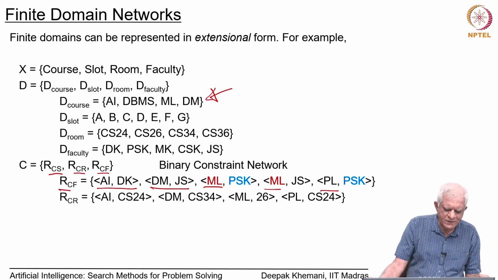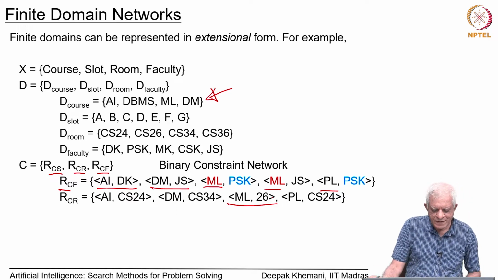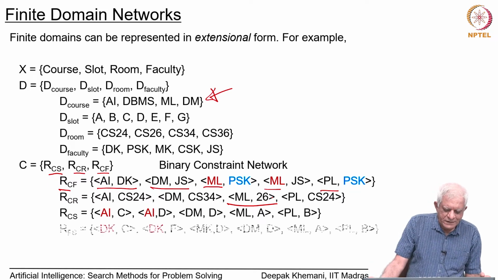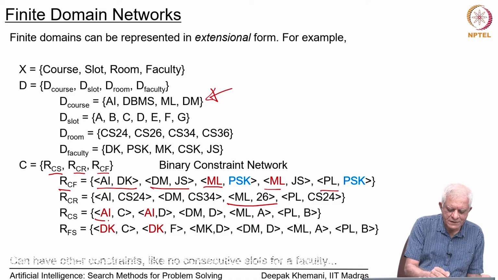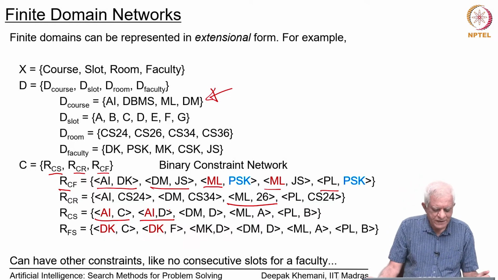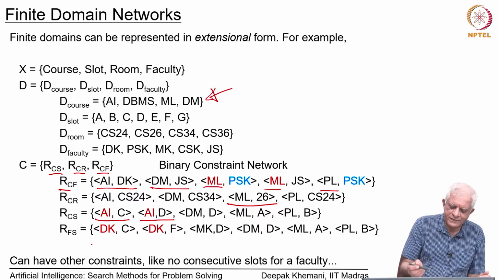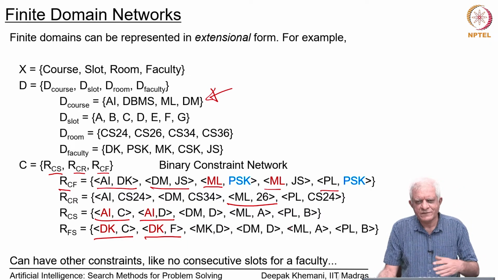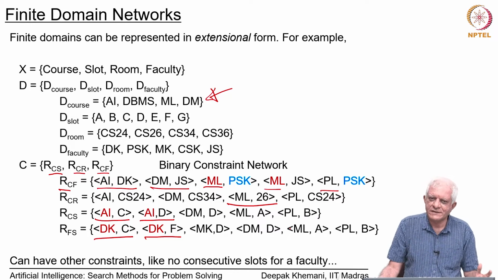Likewise, we can have a relation between courses and rooms, that some course can be in some rooms. So, for example, ML can be in 26. For some reason, the department may introduce these kinds of constraints. And in terms of slots, for example, you might say that AI can be in C slot or in D slot, and likewise for other courses, and faculty and slot preferences. So, for example, DK may have a preference for C slot and F slot, and other people may have preferences on other courses. So, these are in some sense the kind of inputs that you give to a constraint satisfaction problem, and you can have other constraints. We will briefly talk about that shortly.